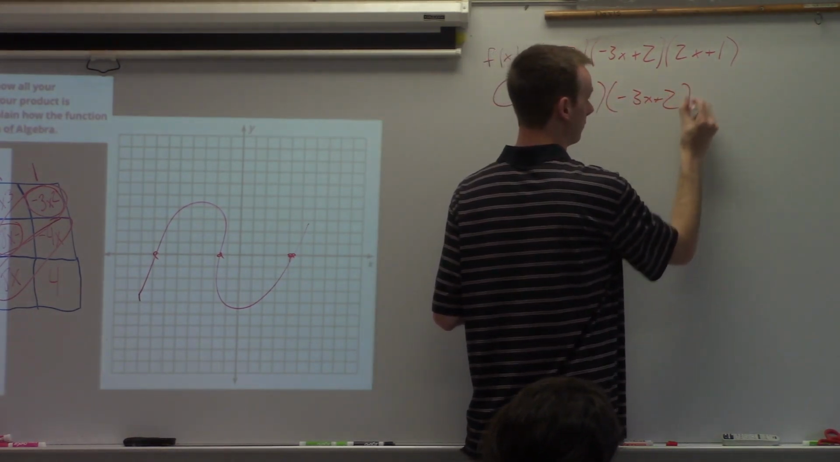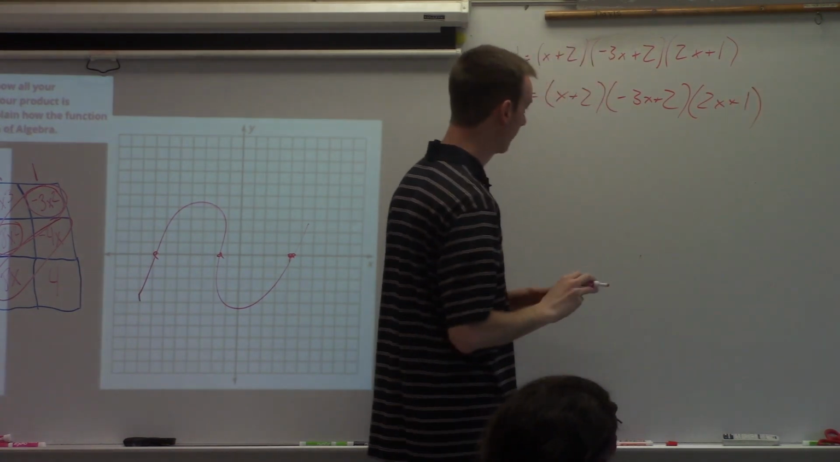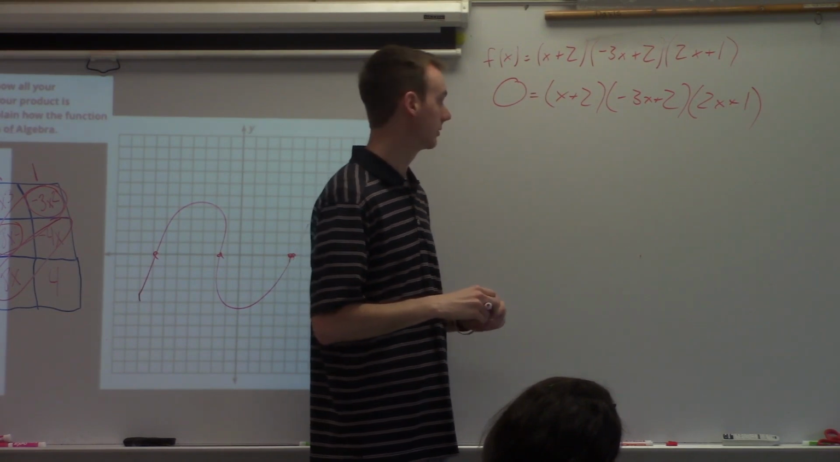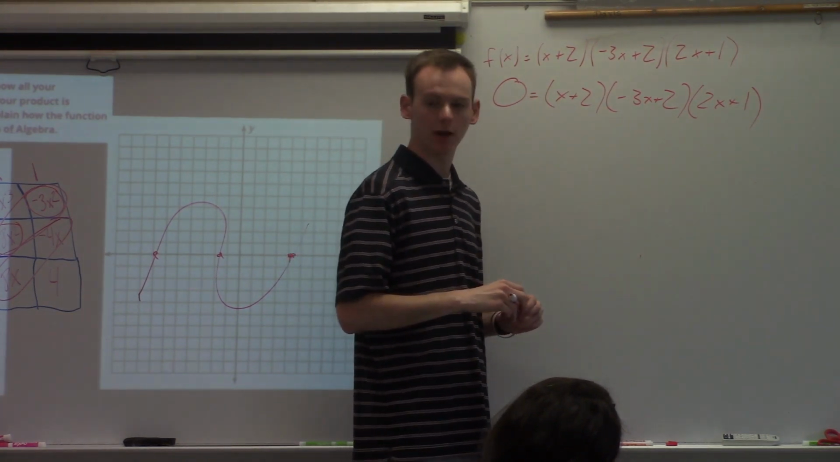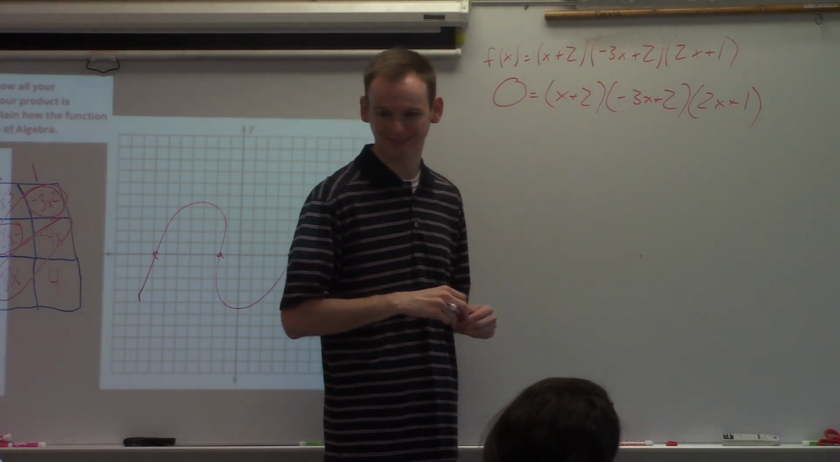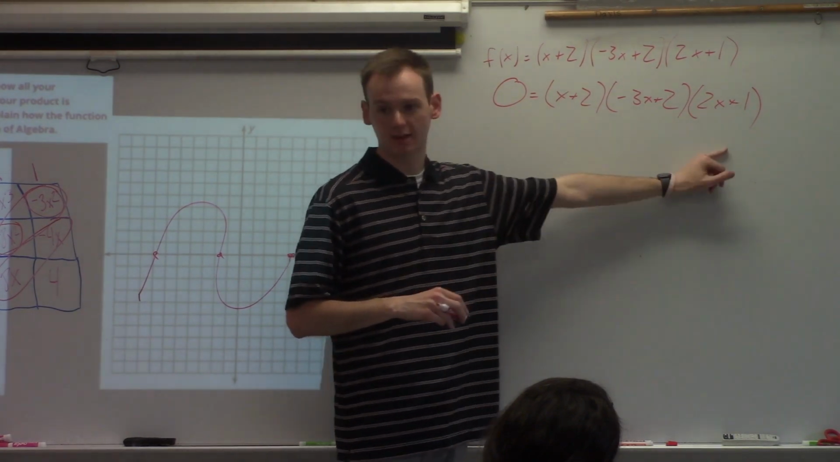Hey guys, y'all have plenty of space in the book to write this down if you didn't already do this. I see very few pencils. So what's happening next? Zero product property. Why can we do the zero product property? It's equal to 0 and we're multiplying 3 things together.